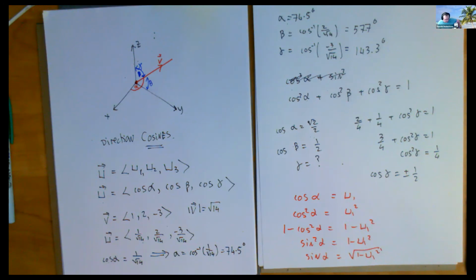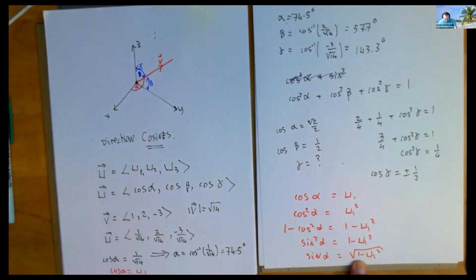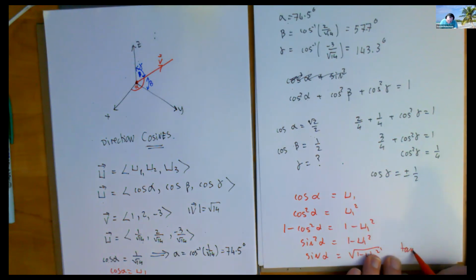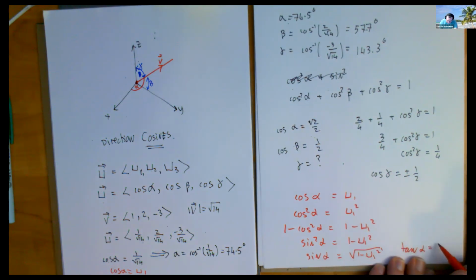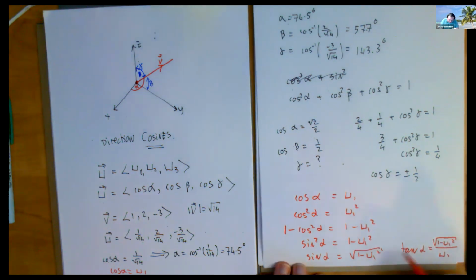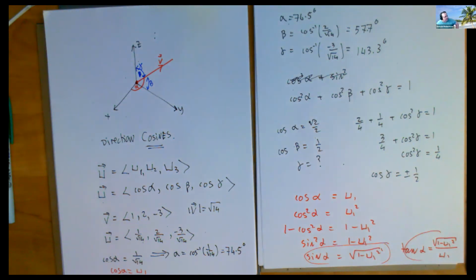And if you try to do the angles in terms of the tangent, you would have to do this guy. In this case, cosine of alpha is just equal to u1. In this case, the sine of alpha is that ugly guy. And if I try to find the tan of alpha, it would be the sine of alpha over the cosine of alpha.